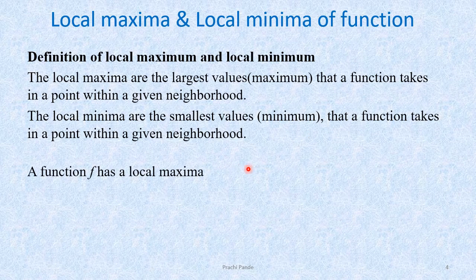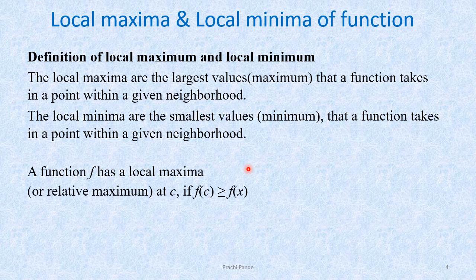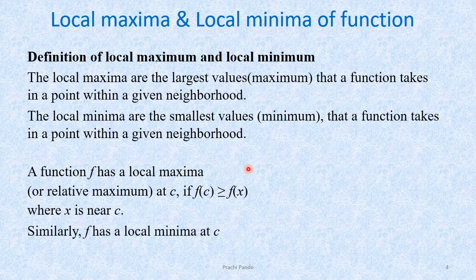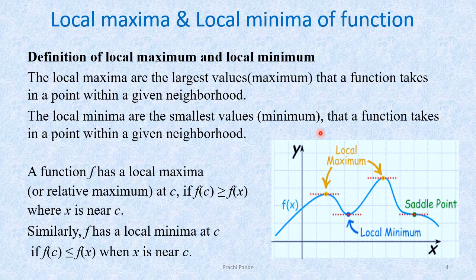Mathematically, a function f has a local maxima at c if f(c) is greater than or equal to f(x), where x is near c, and f has a local minima at c if f(c) is less than or equal to f(x) when x is near c. Here we can see that for the graph of function f(x), we have two local maxima and one local minima in the given neighborhood.